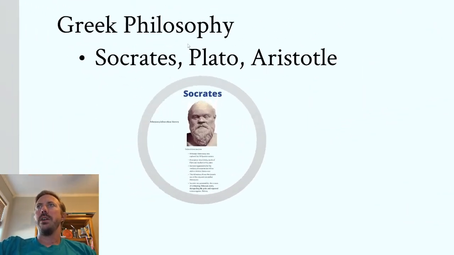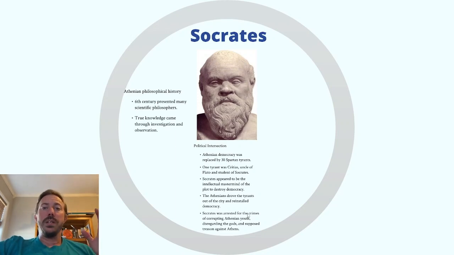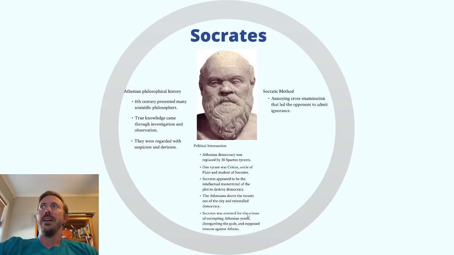And we'll take a quick look at Socrates real quick. Ignore this. This lecture has already gone on too long, so we're going to ignore this. Athenian philosophical history. Philosophy was celebrated for a long time in Athens, and true knowledge came through investigation and observation, and they were regarded with suspicion and derision. The Socratic method includes a lot of question asking, annoying cross-examination that led the opponent to admit ignorance. That's not a great way to win friends.